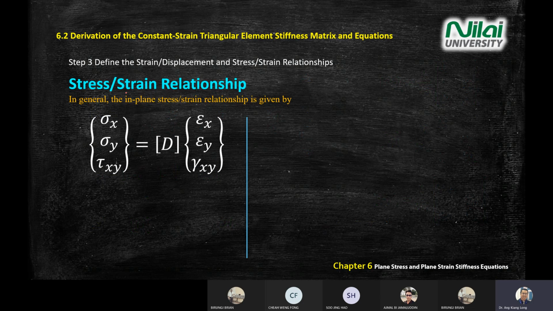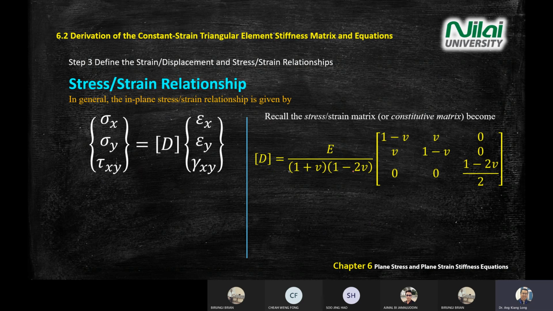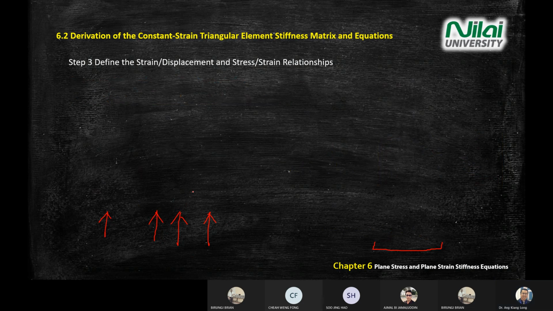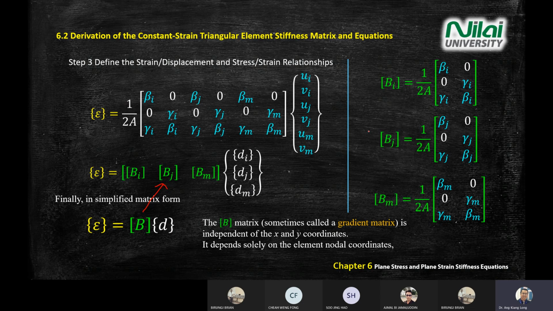Then you put the stress and strain together. Stress equals D times strain. D equals this one we defined before. And then recall the definition I showed you just now. You put everything together. You manage to find your stress by using the D matrix times the B matrix times the displacement of the system. Okay, the B matrix is this one.